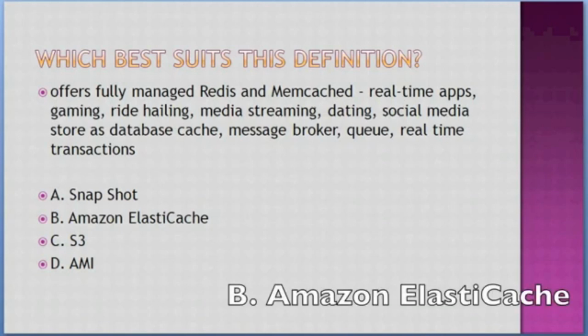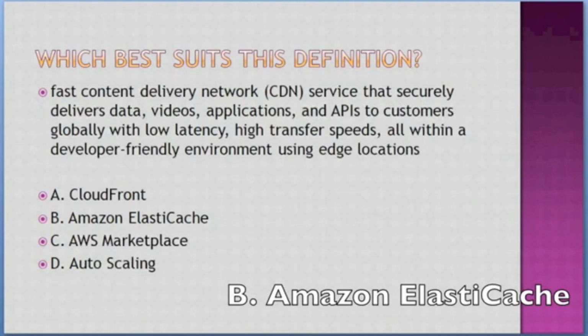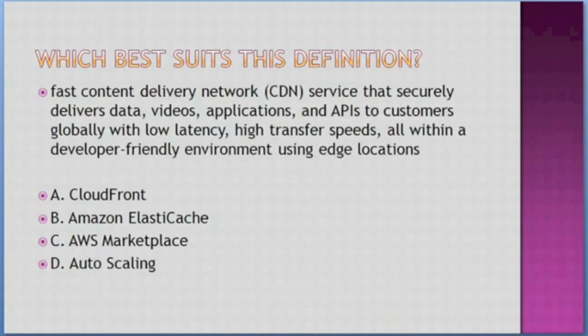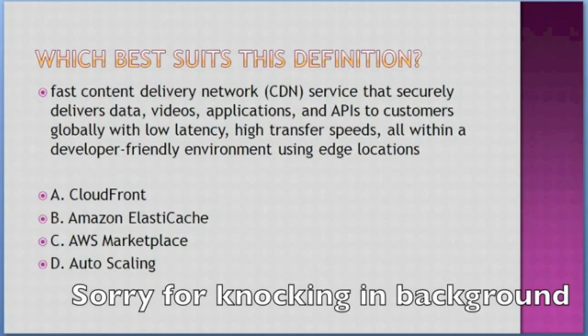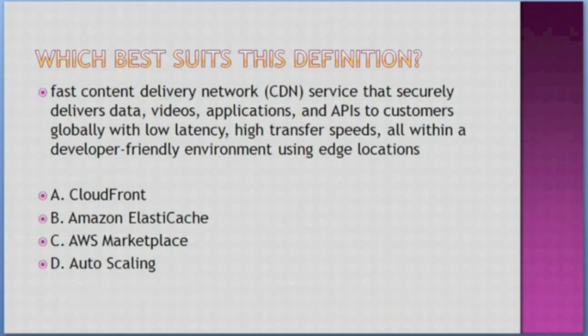Amazon ElastiCache. Which best suits this definition? Fast content delivery network, CDN service that securely delivers data, videos, applications, and APIs to customers globally with low latency, high transfer speeds, all within a developer-friendly environment using edge locations. A. CloudFront. B. Amazon ElastiCache. C. AWS Marketplace. D. Auto Scaling. Answer is A. CloudFront.